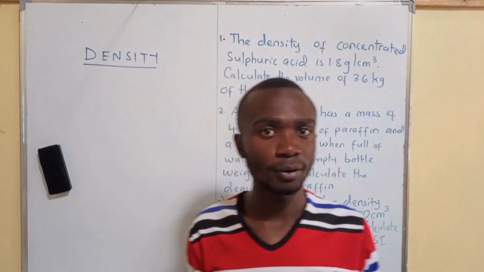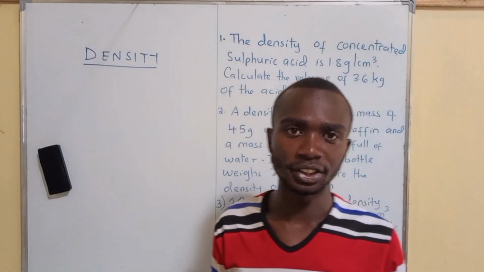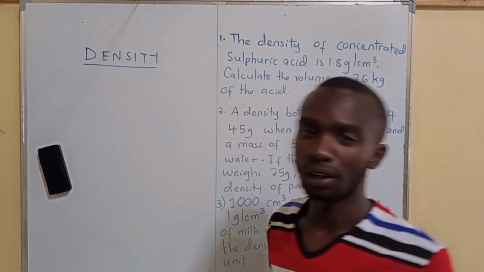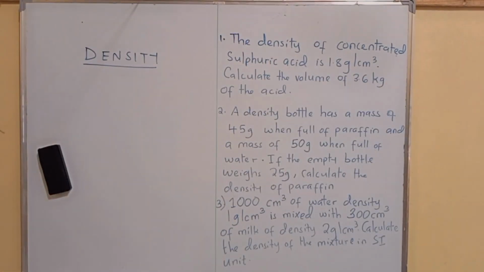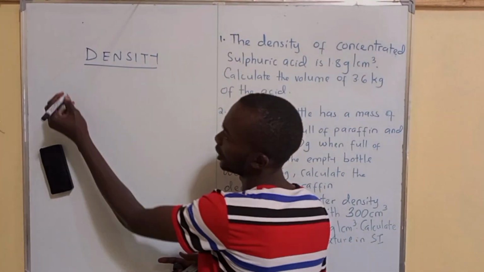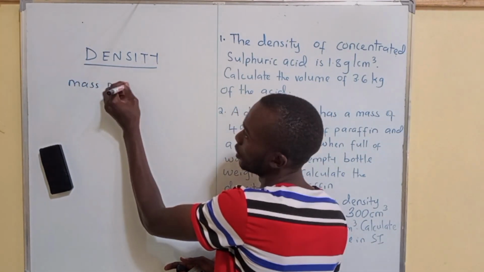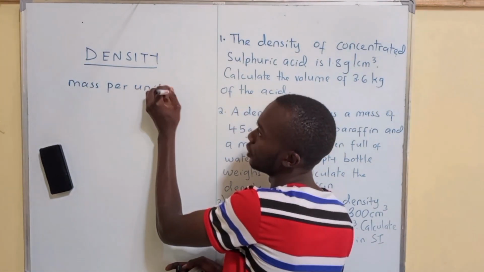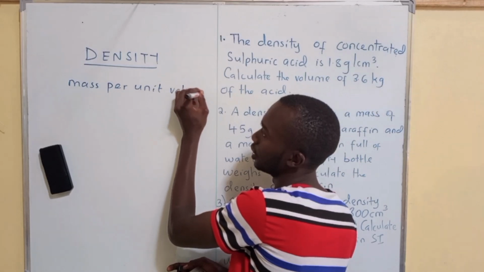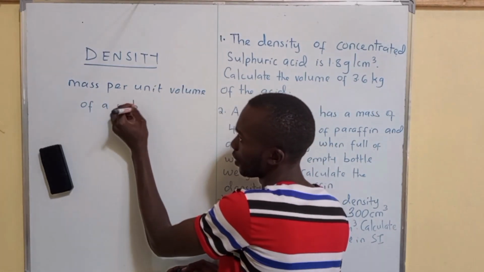Most probably we are very familiar with this term known as density. What is density? The density of a given substance refers to the mass per unit volume of a substance.